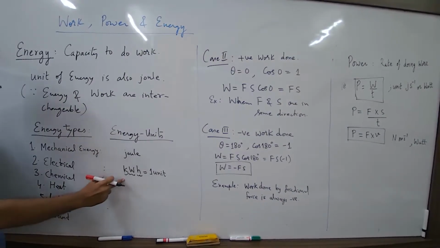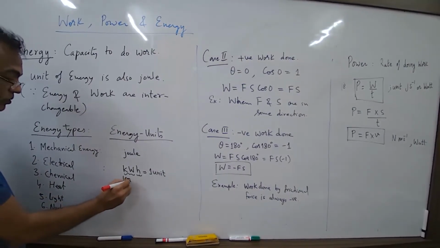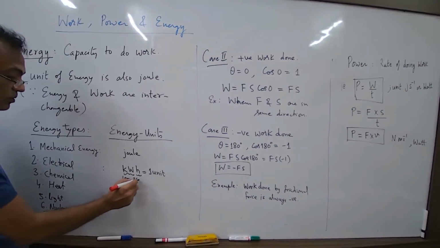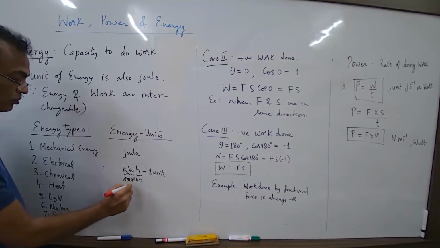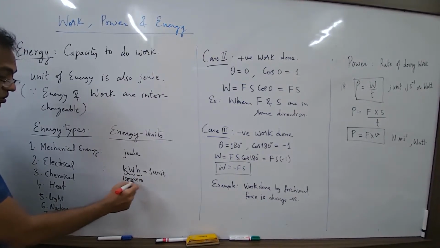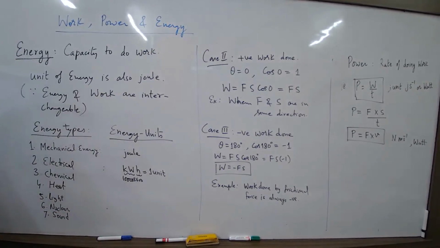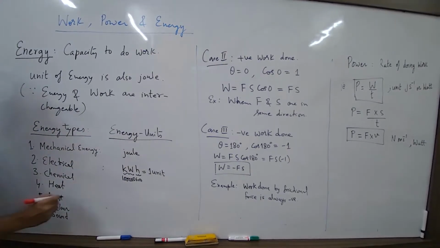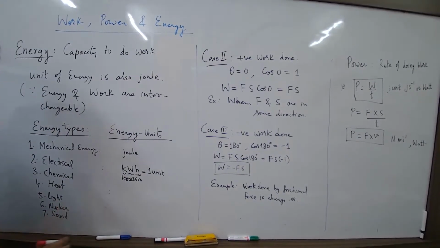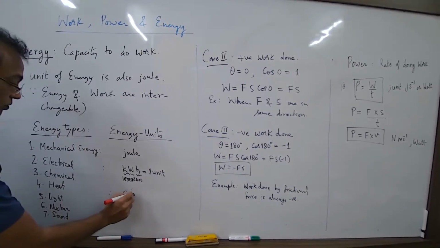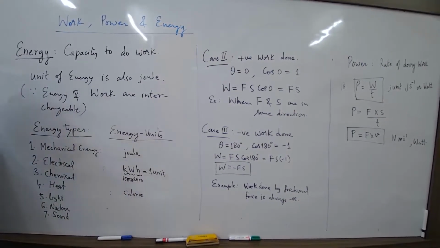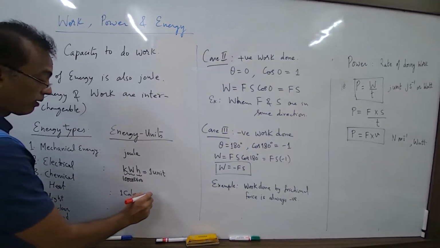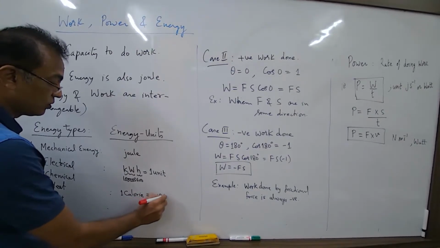So what is 1 kilowatt hour equal to? Kilo is 1000, watt is watt, SI unit already, and hour is 3600. So this is joule: 3.6 into 10 raised to 6 joule, 1 kilowatt hour. Got it? So every unit can be converted to that. For heat, we have another special unit. It is called calorie. And 1 calorie is given as 4.18 joule.